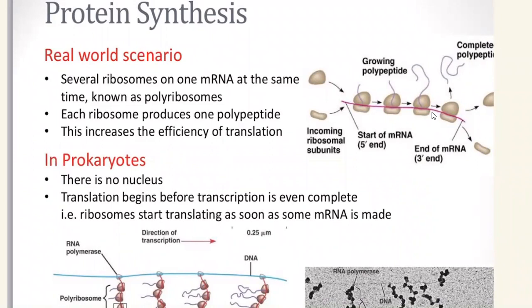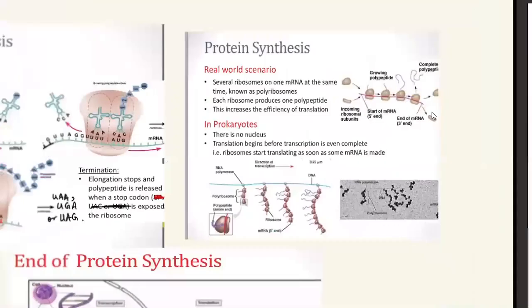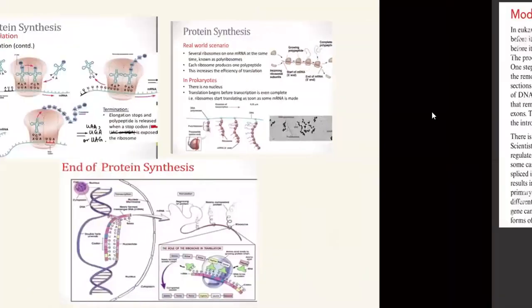Prokaryotic protein synthesis is not a part of the syllabus, but generally you should know that although there is no nucleus in the prokaryotes, transcription still takes place through some mechanism which we are not interested in right now. But translation begins before transcription is even complete. So transcription starts and translation begins before its completion. And ribosomes, we know that prokaryotes have 70S ribosomes, so they start translating as soon as some mRNA is made. So that's about it. We don't want to go into the details of that.